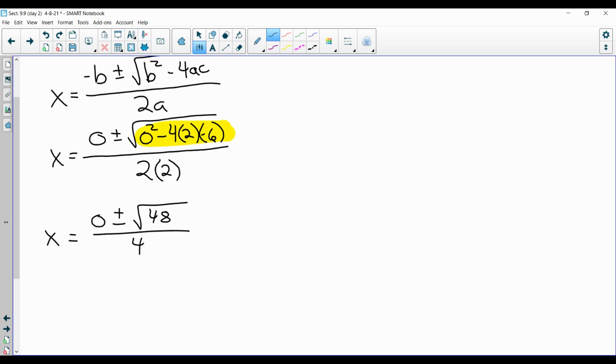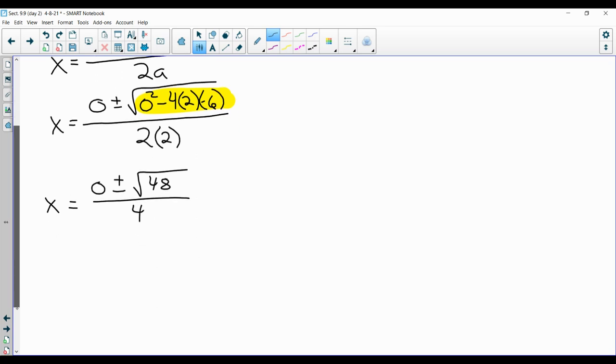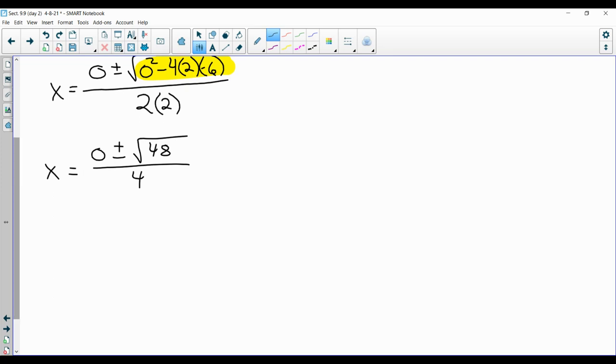and then over 4. Okay, now let's do the square root of 48, which should be a decimal. Do we want 2 or 3 decimal places? 2. Okay. So I have 0 plus or minus, Colin, what'd you get? What's the square root of 48? Should be like 6.8 something, I'm assuming. What do you think? Zach, you got it? Yeah. Hanan's got it. 6.93. And that's going to be over 4.